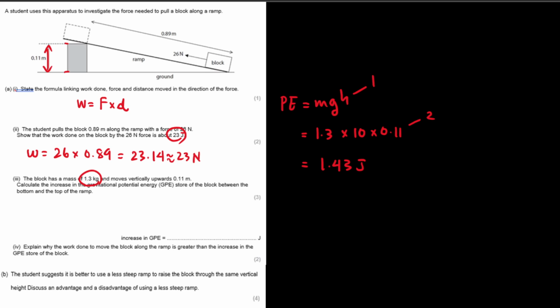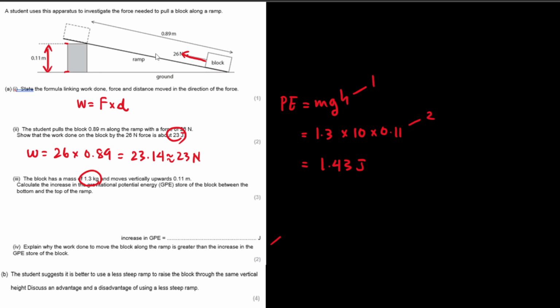Explain why the work done to move the block along the ramp is greater than the increase in the GPE store of the block. So when you're pulling it like this, that is the work that you calculated here, which is 23, but the potential energy is just 1.4. So why does dragging this require a lot more work? Okay, it's giving you 2 marks, so there must be 2 reasons.